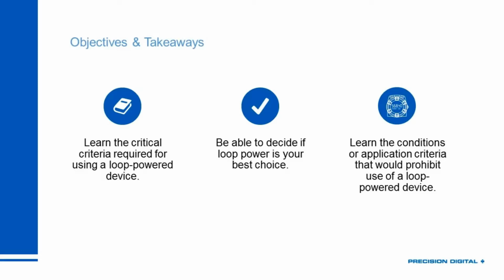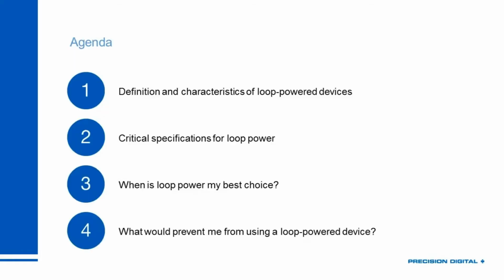To do that, we're going to follow this agenda. First, we're going to define the characteristics of loop-powered devices. Again, those key specifications that you'll find usually only on loop-powered devices that you need to understand in order to be able to specify it for your system. That's also going to bring us right into the critical specifications for loop power, number 2. And we're going to talk about not only what those are, but what it means for your setup.